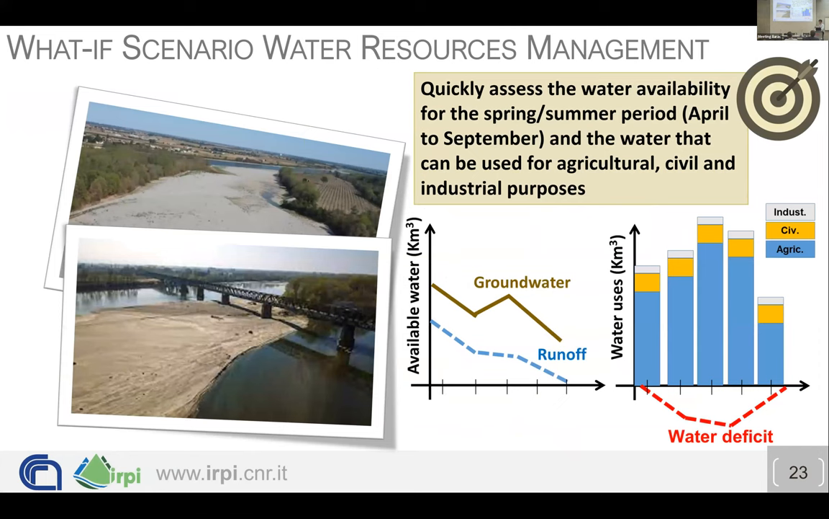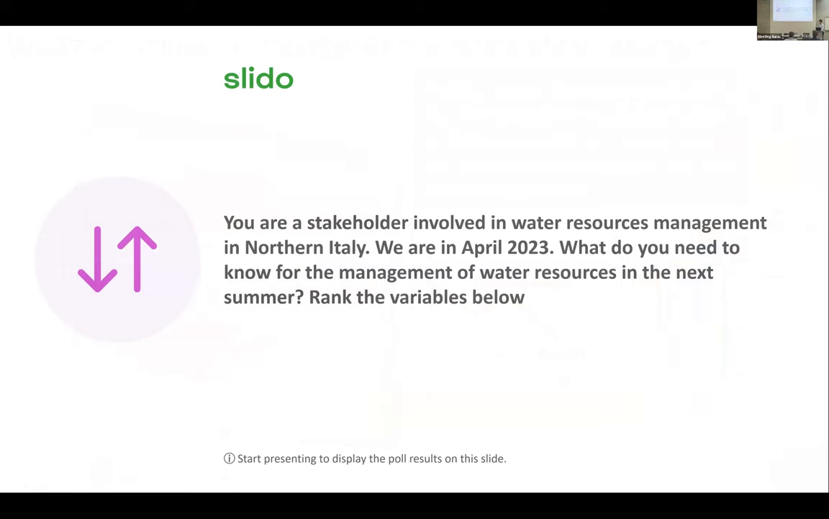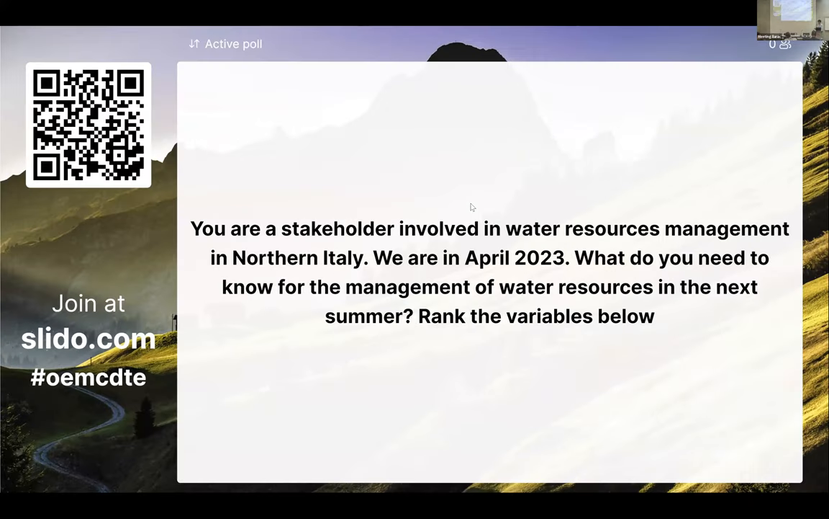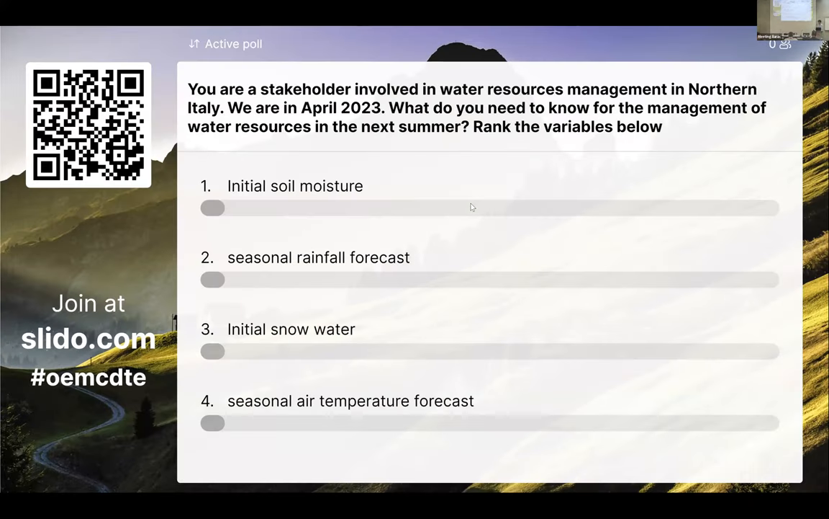And for instance, in the platform, which I will show you later, we have different buttons, and with some of the buttons you can investigate, in this case, a what-if scenario for water resource management. So for instance, here, another question.